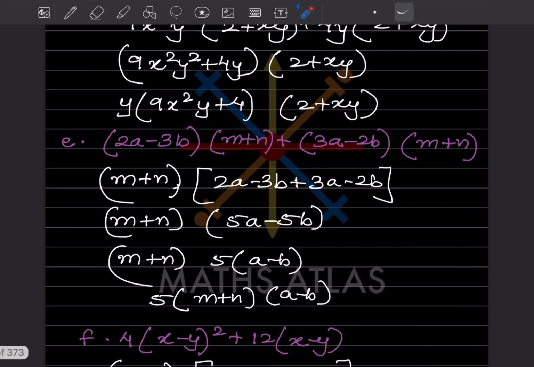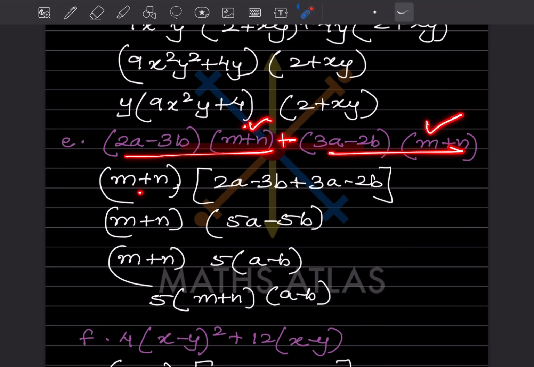Now here again, see here, the plus sign is here after this one and this one. From these 2 groups, what we can see is that m plus n is common. So m plus n will be outside the bracket. In the square bracket will be this same and this same, along with the sign, this plus sign.